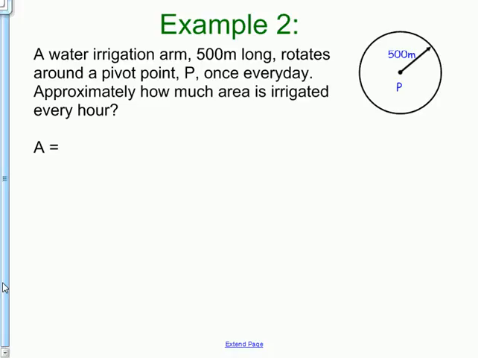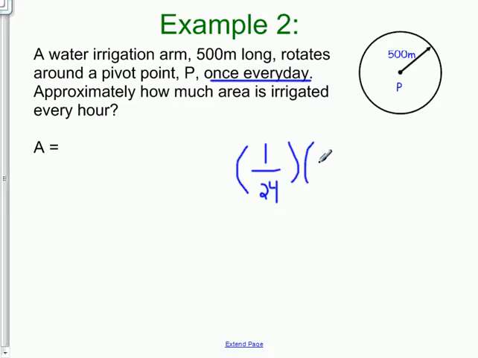Alright, so here's a word problem type. So here we have a water irrigation arm, 500 meters long, rotates around a pivot point once every day. Approximately how much area is irrigated every hour? So now, what we're going to do is modify that front ratio. Before it was theta out of 360, where 360 is a full revolution, and that was what part of the full revolution. In this case now, a full revolution would be 24 hours because it says it's rotating around the pivot point once a day. So it's every 24 hours, and we want to know how far it's gone in 1 hour.